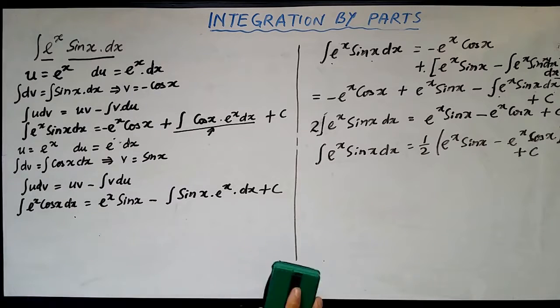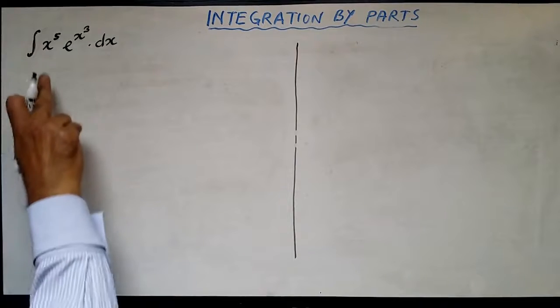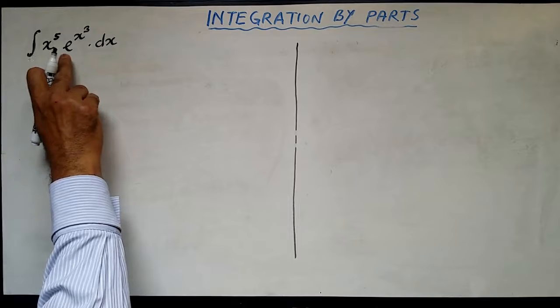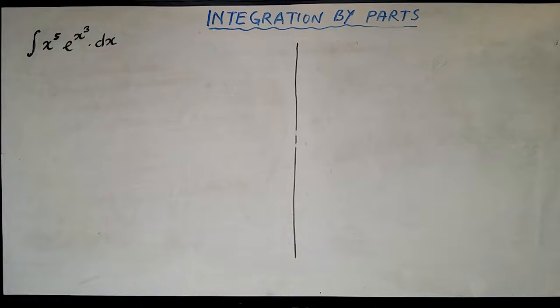Okay, let's take another example. Now, in this example, you will see that we have an algebraic expression x to the power 5, and another expression e to the power x cubed. In this example, we are applying integration by substitution and integration by parts. Let's see how you do it.